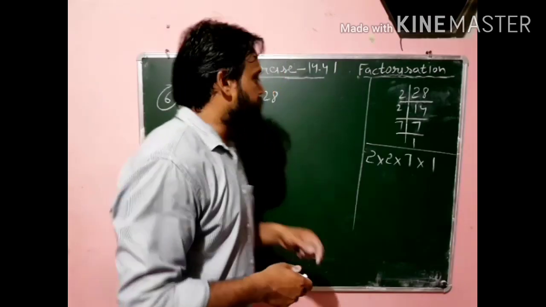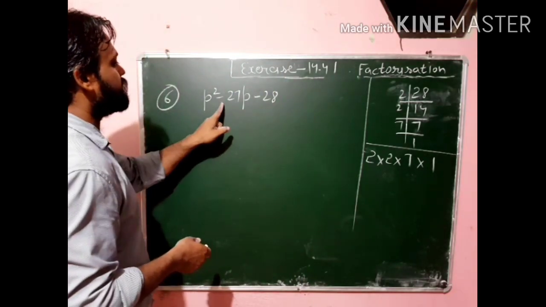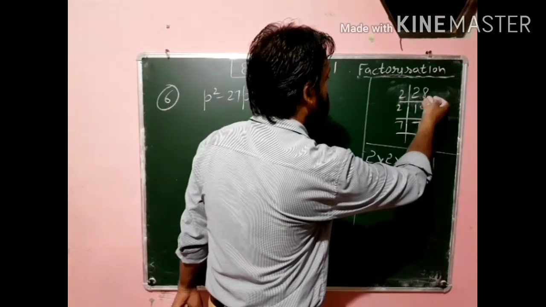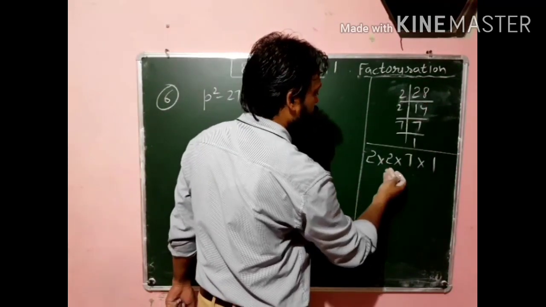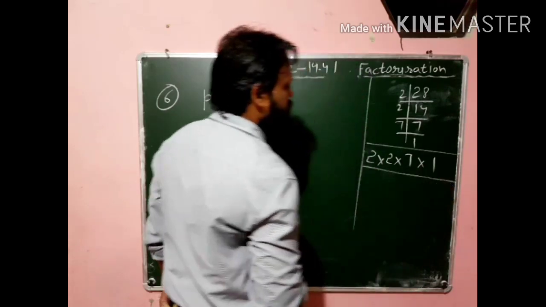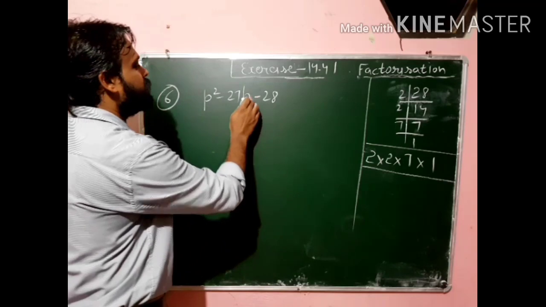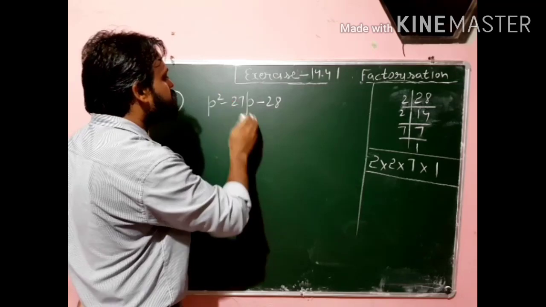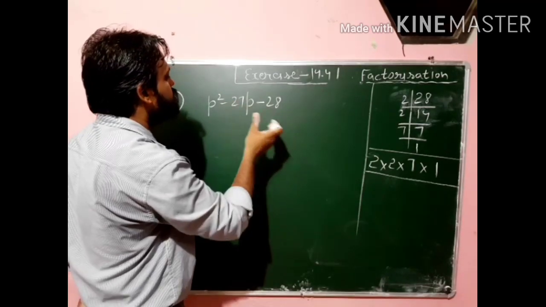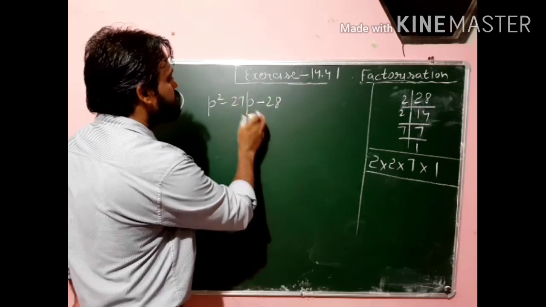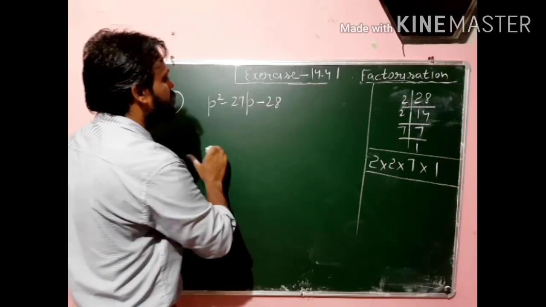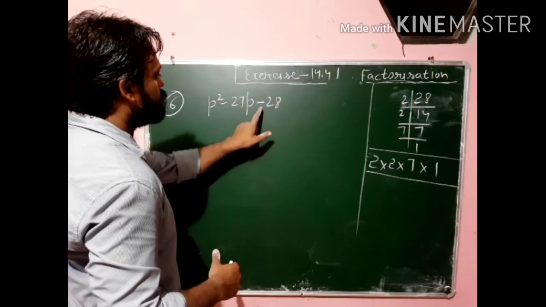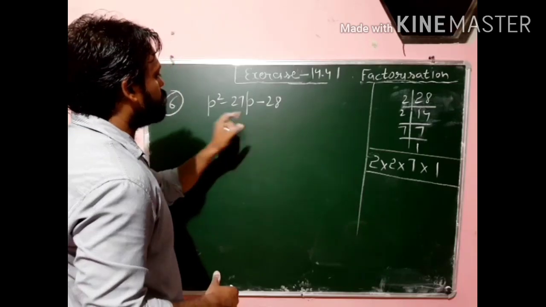So okay, let's solve its sixth part. You can see here in the sixth part, p square minus 27p minus 28 is given to us. So again, first of all do the factors of this 28. I already solved it. Here you can see 2 into 2 into 7 into 1. So these are the factors of this 28. Now you can see here is a minus sign. It means we have to split this 27 in such a way that the subtraction of these two values should be equal to 27. So this time we have to subtract the values to get 27. Then of course the multiplication should be equal to 28. So now we have to see from these factors how we can find the values.